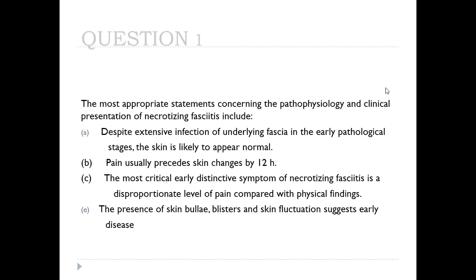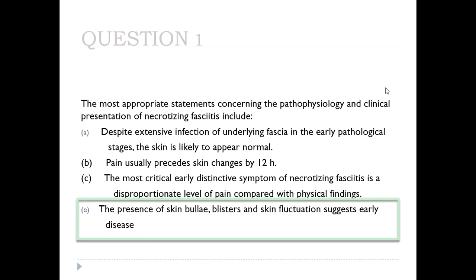Please answer this question. Most appropriate statement concerning the pathophysiology and clinical presentation of necrotizing fasciitis. Yes. Which one? Pain usually precedes skin changes by 12 hours. No. Skin is likely to appear normal. No. C. Yes. So pain disproportionate. So the answer is C. The box has moved to E. Sorry.